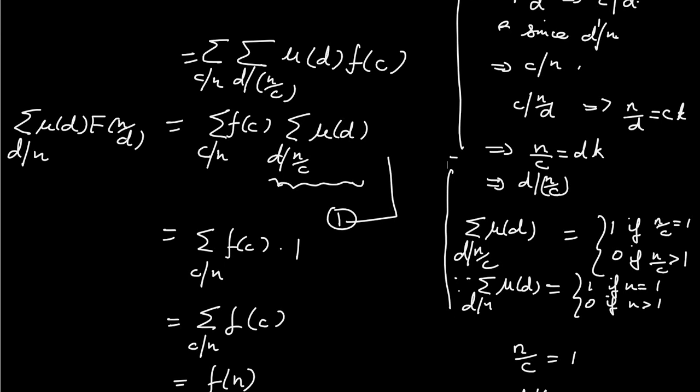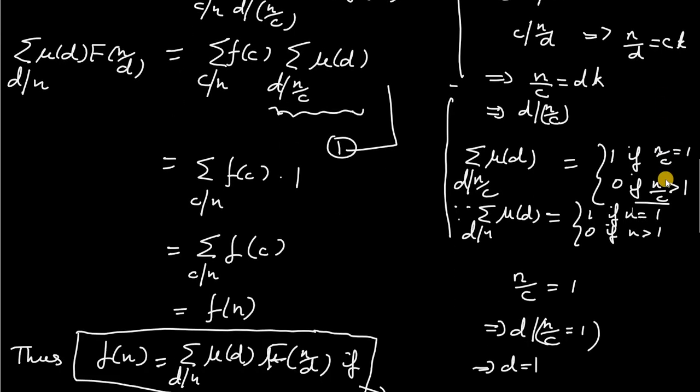But instead of n, here you have n upon c. It means that it is 1 if n by c is equal to 1, and it will be equal to 0 if n by c is greater than 1. So therefore, this whole summation will be equal to the summation of f of c, where c runs over the divisors of n, with only the term c equal to n surviving, and this whole summation is nothing but f of n. So this gives you the Mobius inversion formula and its proof.